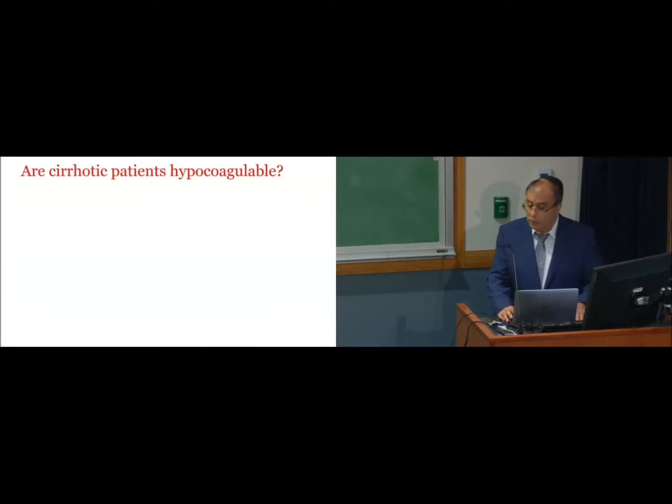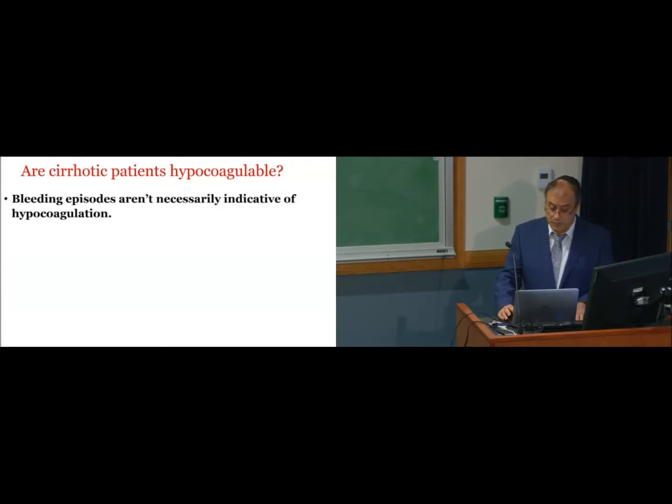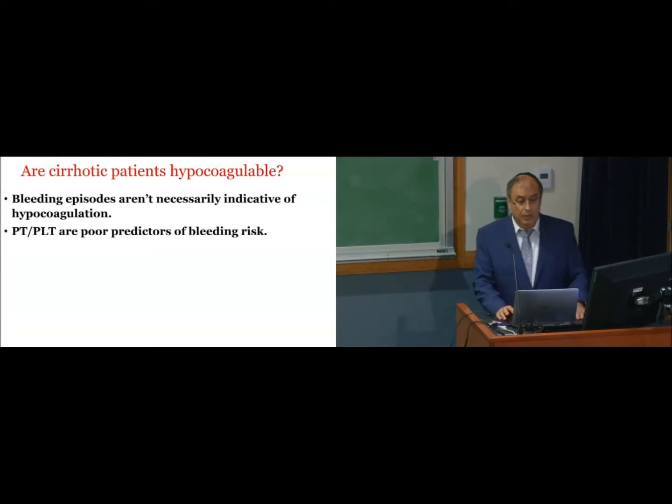Starting with the hypocoagulable side, what evidence do we have that they are hypocoagulable? Bleeding episodes may be suggestive, but are not absolutely indicative of hypocoagulability. It can arise from abnormal anatomy, high pressures in the vessels, and so on. Prolonged PT and low platelets are indicative of hypocoagulation in many clinical settings, but it's hard to ascribe hypocoagulability to cirrhosis based on these values because they are poor predictors of the bleeding risk.